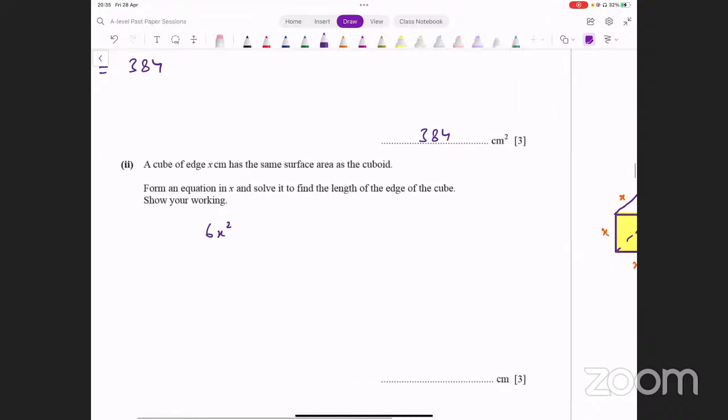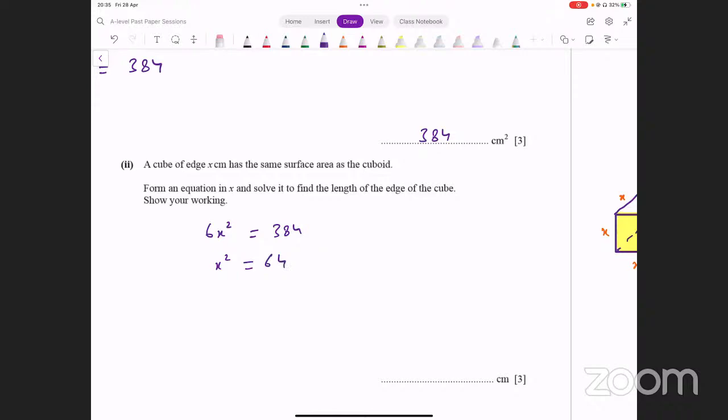What should that be? They're saying इसका वही सरफेस एरिया है जो क्यूबॉइड का सरफेस एरिया है. वो 384 था तो इसका भी 384 होएगा. इसका भी इक्वेट कर दें 384 के साथ. ठीक है, divide 6 on the other side, that gives you 384 divided by 6 and that is 64.